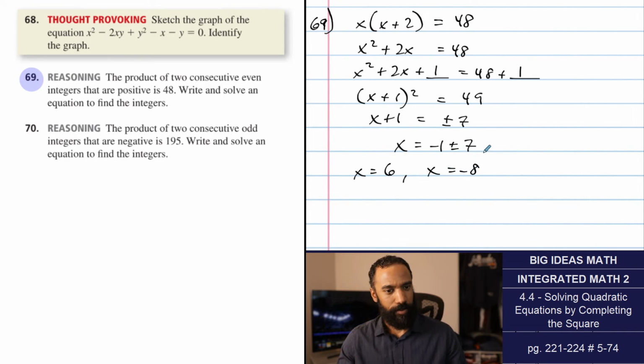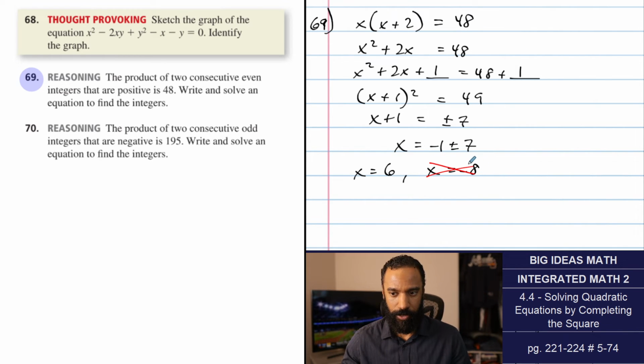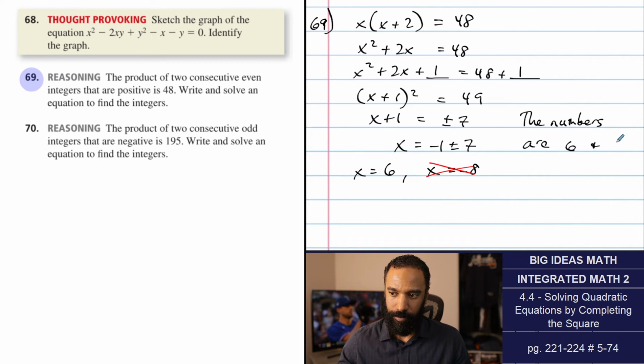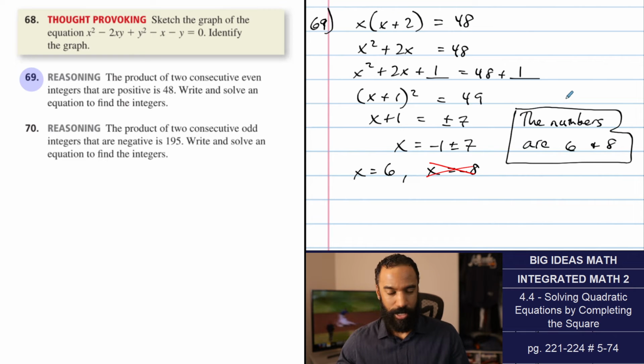Now, they said positive integers. Negative 8's not going to apply. We can't use it. So just 6. So if x is 6, the numbers are 6 and 8, because the other number is x plus 2. 6 times 8 is 48.